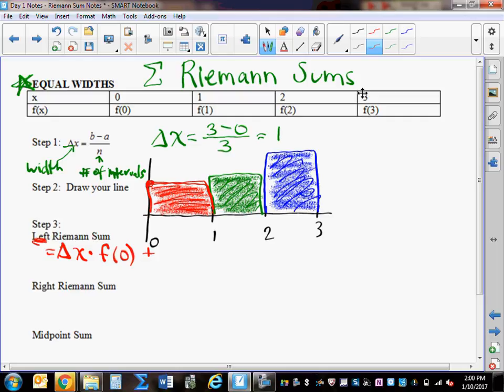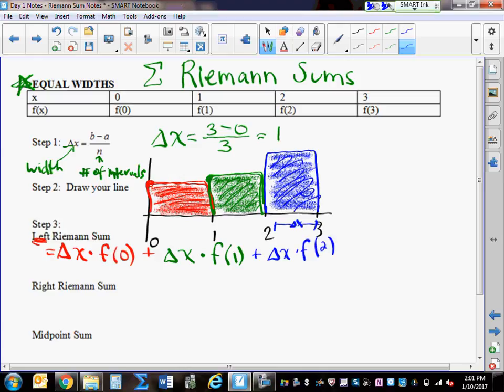Now let's do that for my middle rectangle. Again, looking at my picture over here, what determines my height? The left endpoint there determined my height. So f of 1 is what determined my height. Again, here, I go to the next interval, it's the left side that determined my height. So again, delta x, that's my width here, times the height, which would be f of 1. And then for my last rectangle, again, delta x times f of 2. So again, you're starting with the left side.